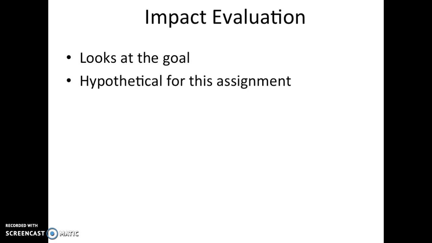The impact evaluation, however, looks at your goal. The impact evaluation does not look back at the process. This wants us to look at, did we make our goal? Did we reach our goal? Did we get closer to the goal? Or are we at least moving in the right direction?